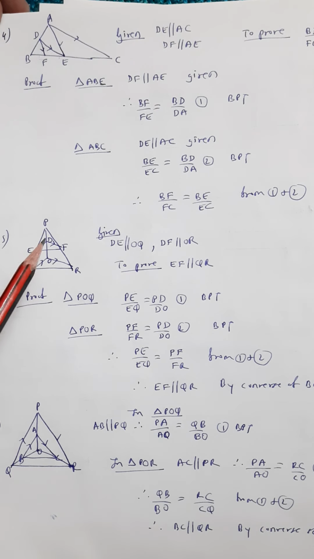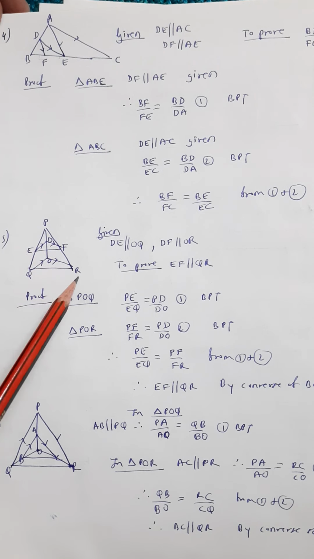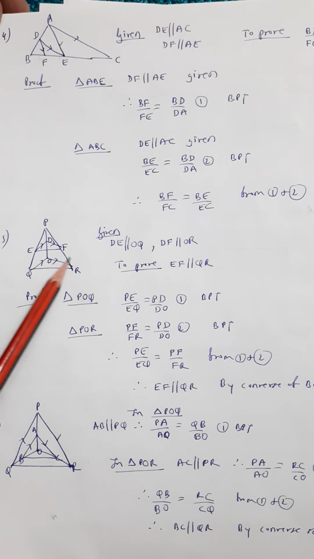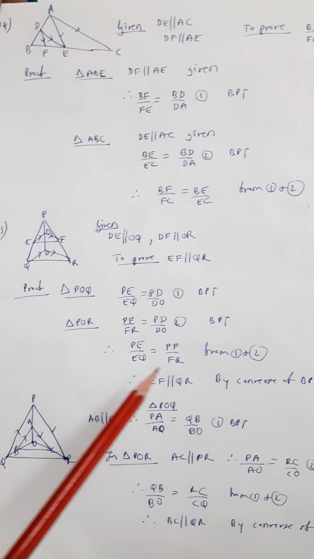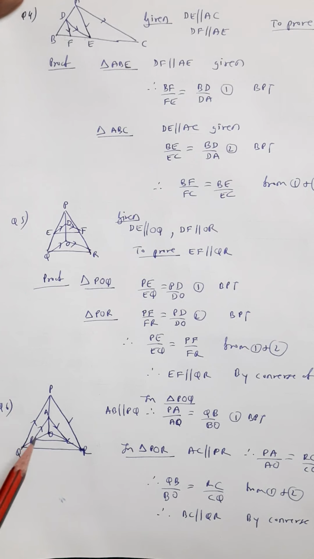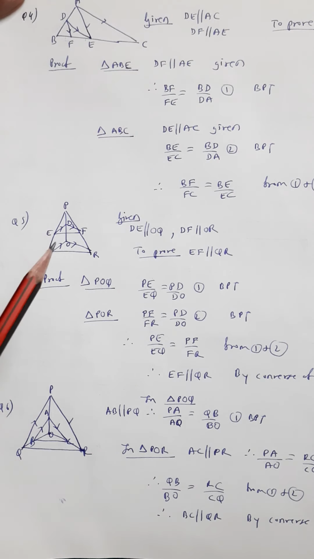Why? Because the converse says that if two sides are divided in the same ratio, then the line is parallel. So first I have applied BPT, again I have applied BPT, and I have got PE by EQ equal to PF by FR. If two sides of a triangle are divided in the same proportion, then we can say that the line is parallel to the third side. So I can say that EF is parallel to QR, right? So converse of BPT.